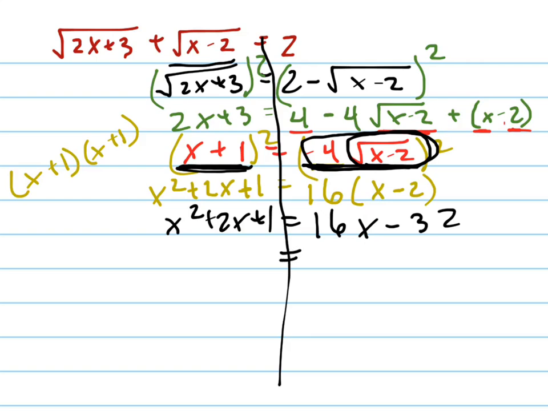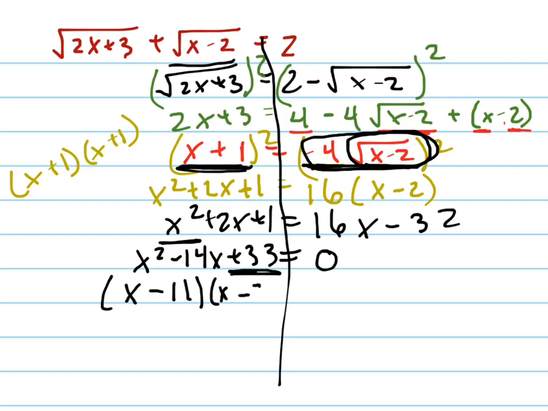Now anytime I have a quadratic equation, which I have now, set it equal to 0 so that you can then factor or complete the square. So I'm going to subtract 16x from both sides, and I'll get negative 14x, and I'm going to add 32 plus 33. Now I think this factors, because 33 is 11 times 3, so this is going to factor into x minus 11 and x minus 3. It's always nice when that happens, because then you feel like you probably did it right. And so my solutions are either 11 or 3.